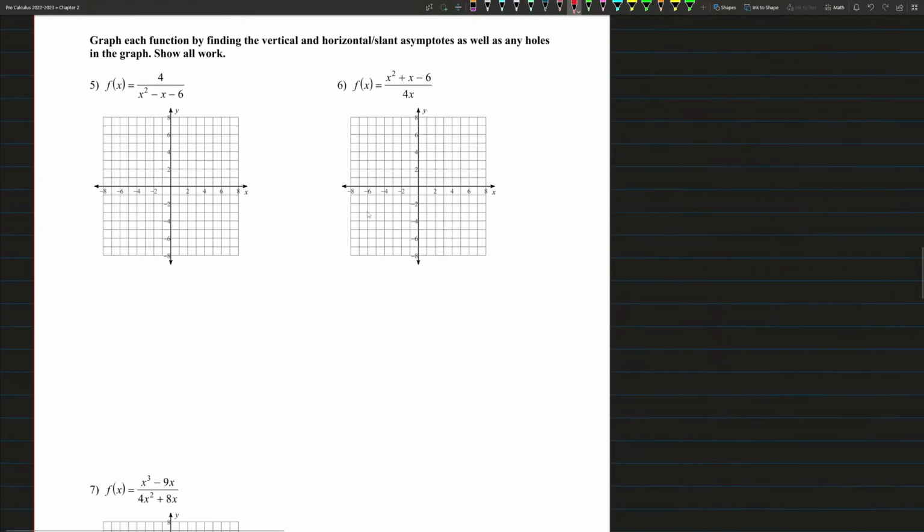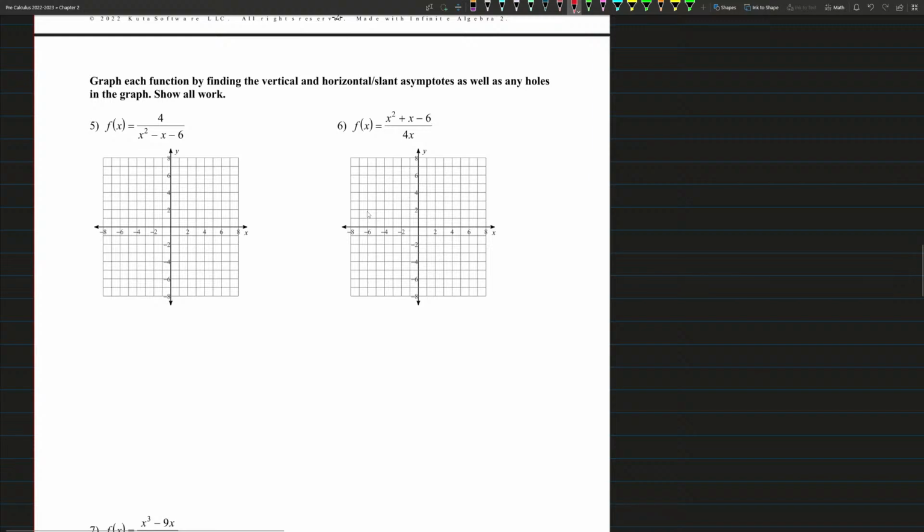On to number 5. Graph each function by finding the vertical and horizontal or slant asymptotes, as well as any holes in the graph. Show all work. Vertical asymptotes happen when the denominator is 0, so x squared minus x minus 6 is equal to 0. Minus 3 plus 2, so (x minus 3)(x plus 2). That's just factoring. So x equals 3 and x equals negative 2. Those are our two vertical asymptotes.